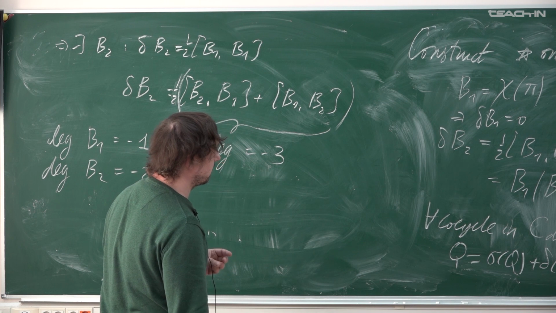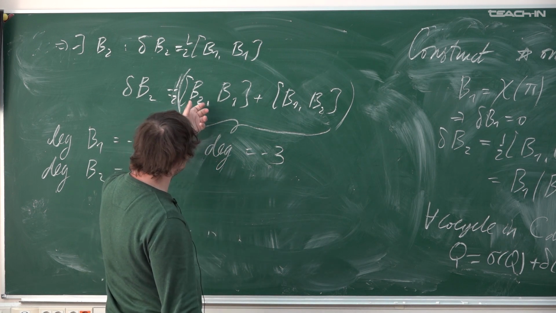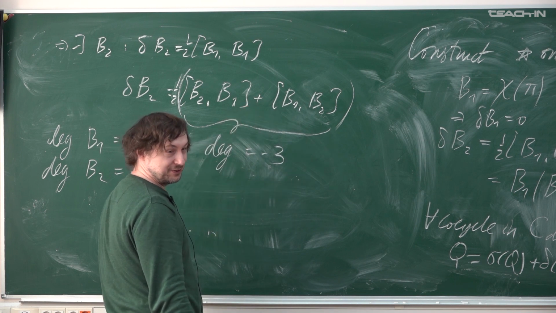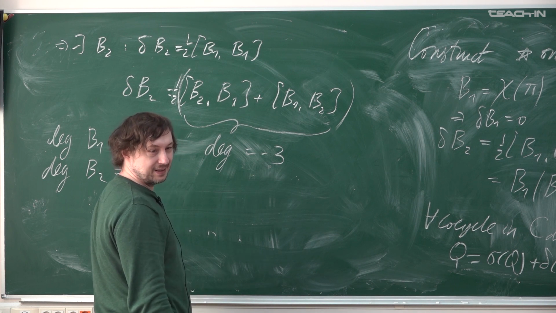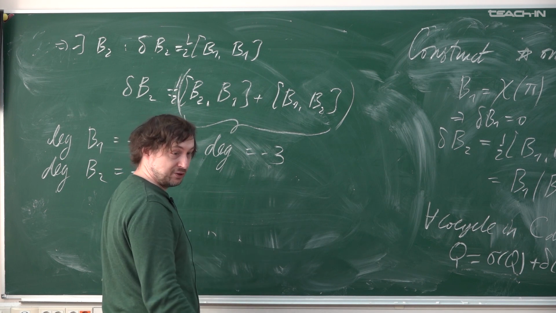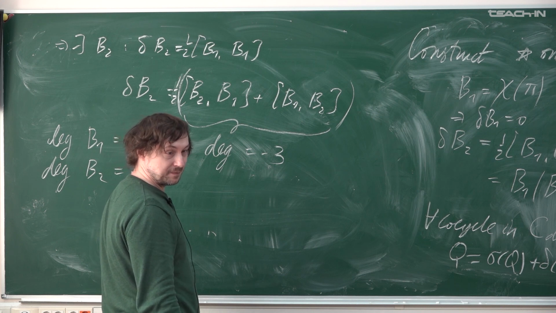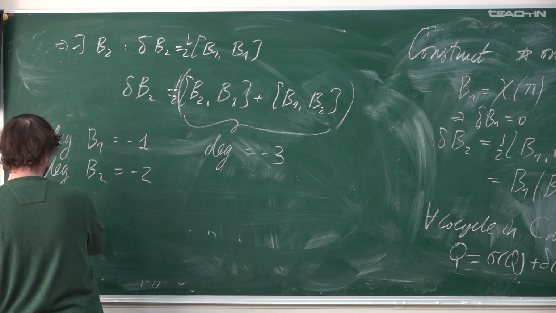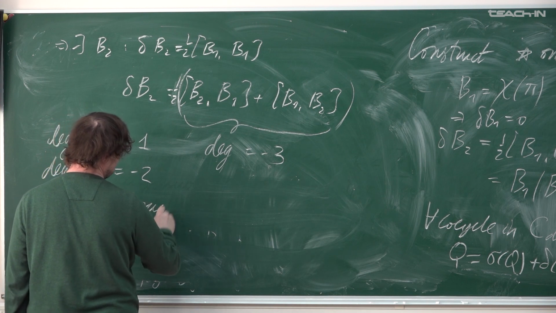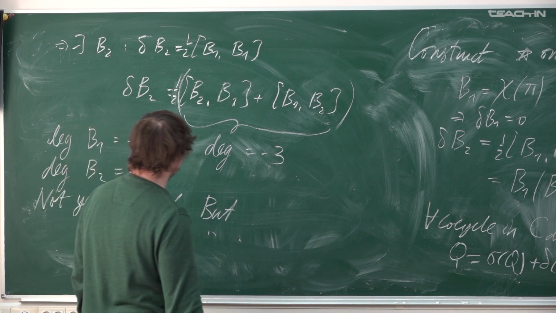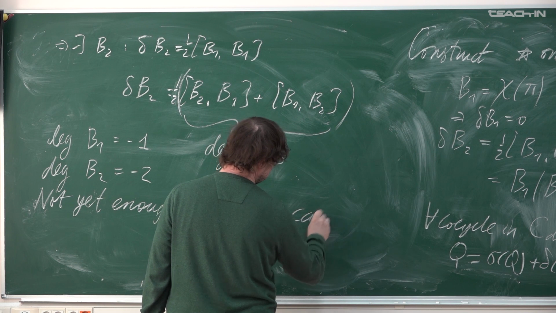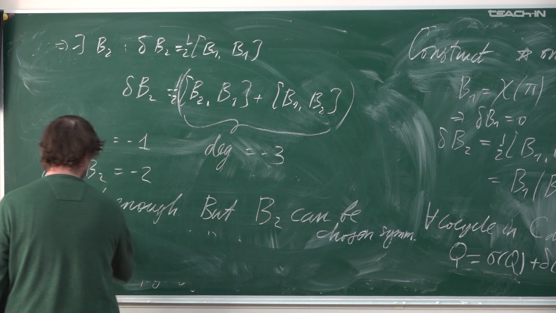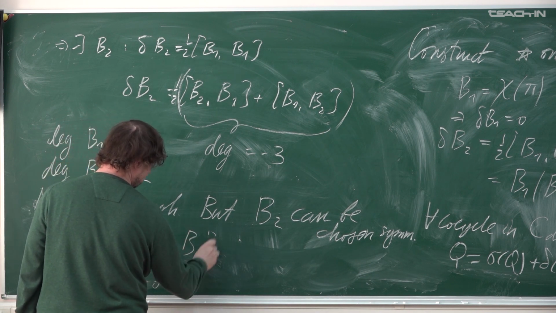Unfortunately, this degree is equal to the degree in the sense of Hochschild homology. And we cannot yet use the observation that whenever the degree in terms of Hochschild homology is less than minus the degree in the sense of graded algebra, this class should be 0. But what we can do is say that B2 can be chosen symmetric. That is to say, B2 of AB is equal to B2 of BA.